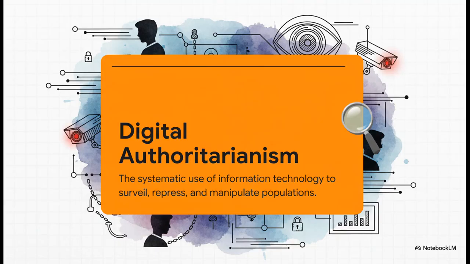The big idea here is something called digital authoritarianism. And what this is, it's a totally new kind of control, one that's built on code and data. It's about using tech to automate oppression, and the scale and precision, it's honestly terrifying.